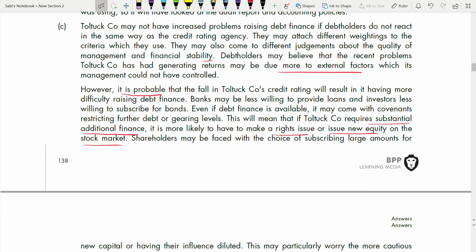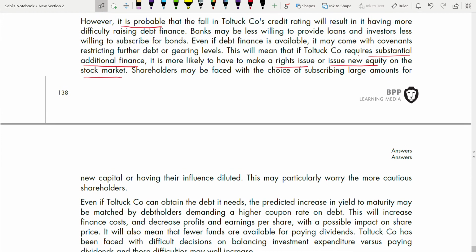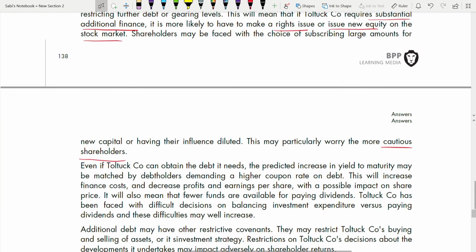So now, rights issue, equity on the stock market. Coming to this: shareholders may be faced with the choice of subscribing large amounts of new capital or having their influence diluted. This may particularly worry the more cautious shareholders. Yes, you might say rights issue, but there are problems with a rights issue also. Shareholders might not want to go for that because it will dilute their ownership, right? So they'll be more cautious about this.